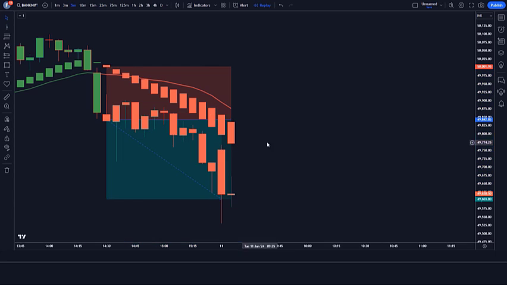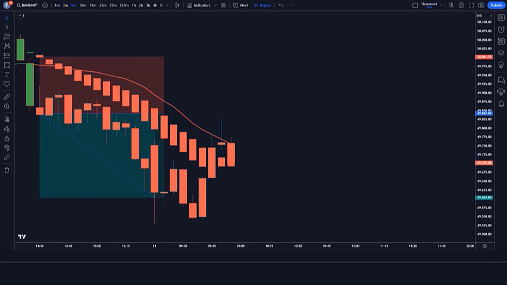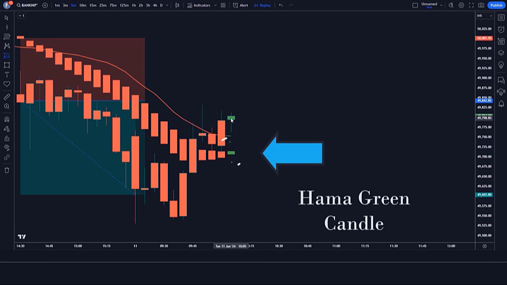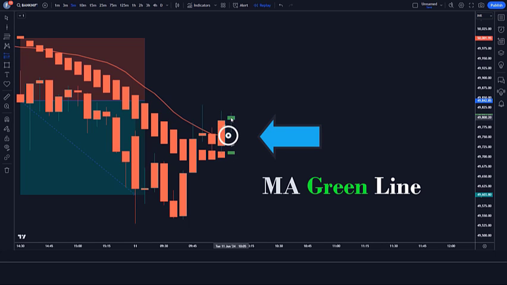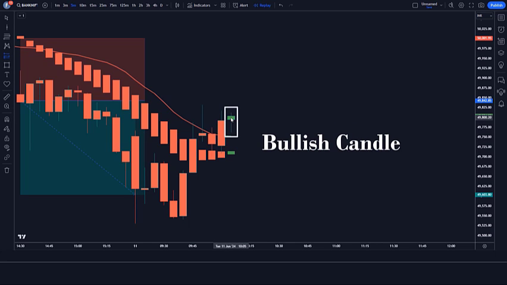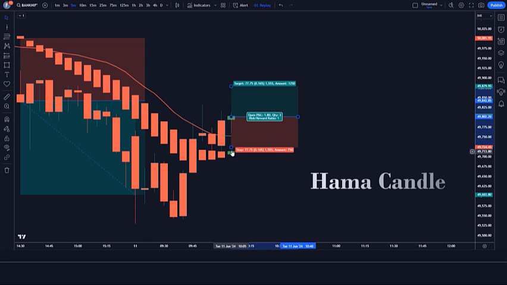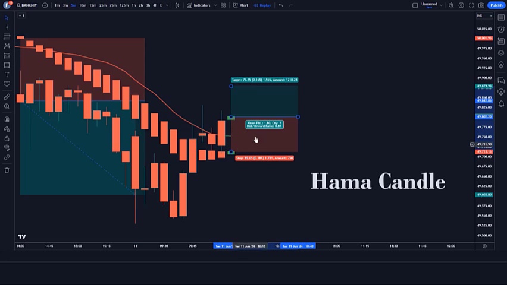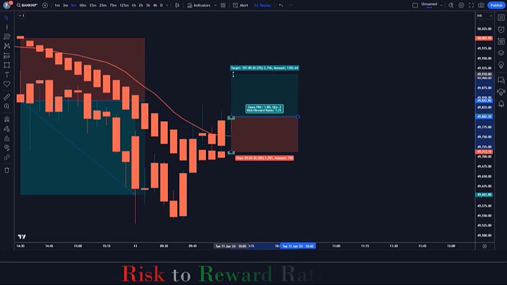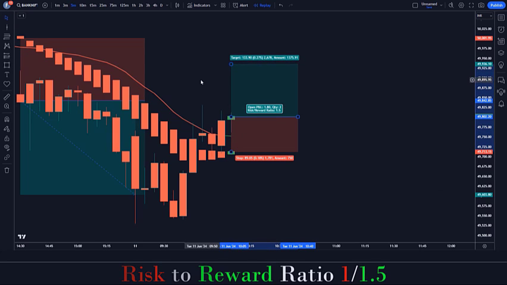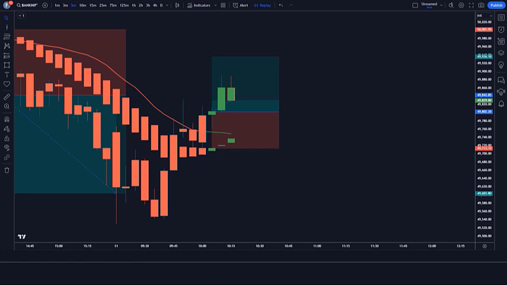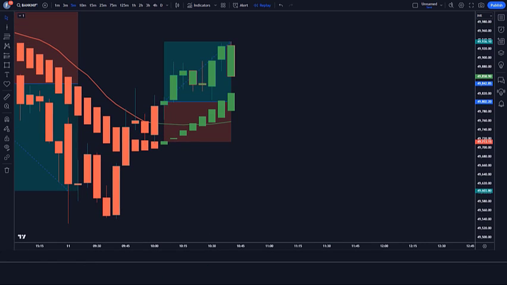Let us now understand the long position. When the HAMA candle indicator gives us a green candle signal, when the MA line is a green line, and when the market forms a bullish candle, if this condition is fulfilled, then we will place a buy order. Our stop loss is to be placed at the green HAMA candle, and the risk to reward ratio will be 1:1.5. The market has completely hit the target.